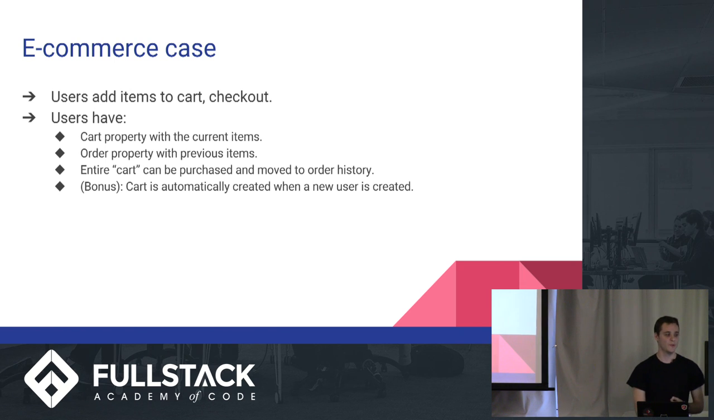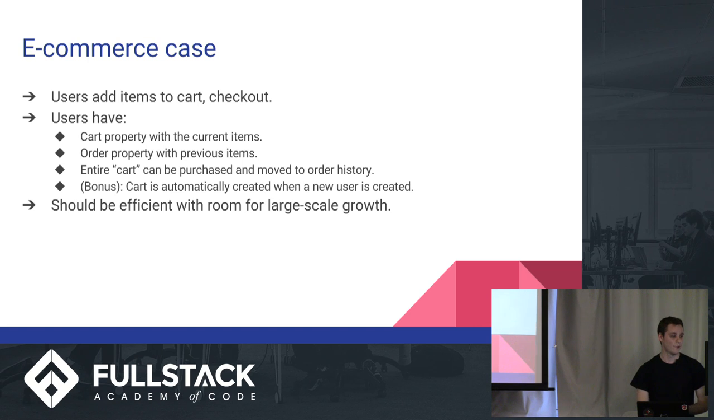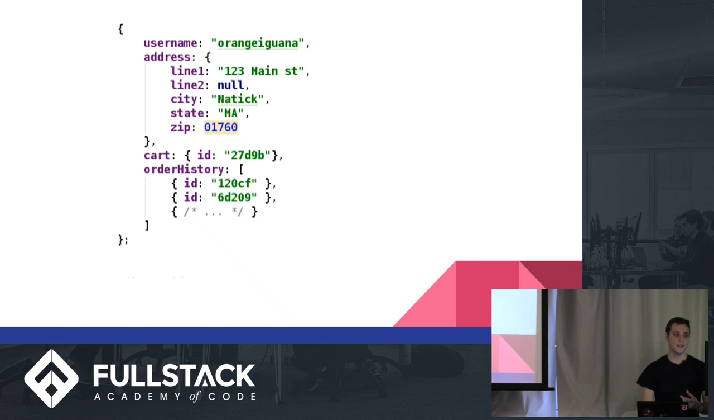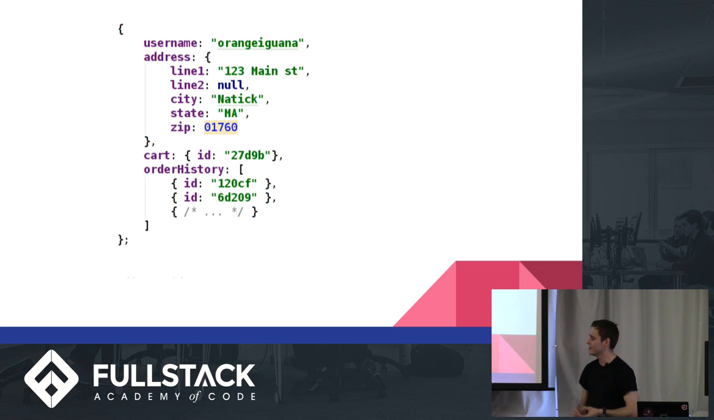As a bonus, it would be nice to have the cart automatically created as a new user is created. Keep in mind, the cart is going to have its own model, so we need to think about that as we're building our program as well. It should be efficient with room for large-scale growth. The first idea might be to pass them all by reference, which is kind of nice. It's very concise. But for this purpose, I almost always want to have the cart. I don't want to be fetching the cart by ID every single time we go back to the user again. There's just no reason to do that.